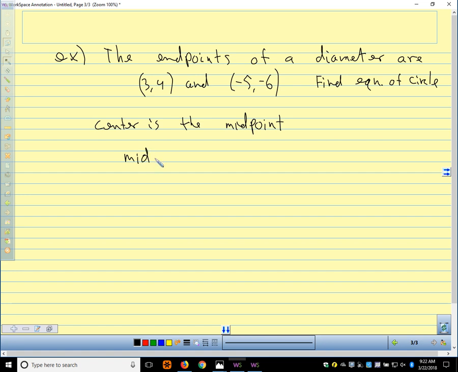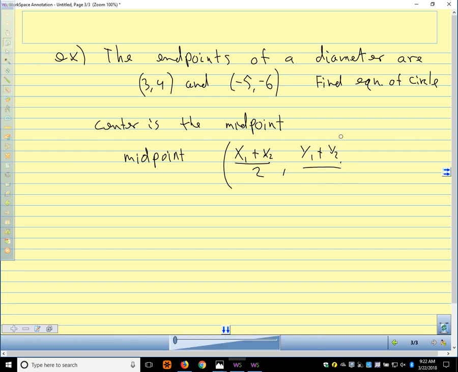Midpoint is the average of the coordinates. (x1 + x2)/2 is our x coordinate. (y1 + y2)/2 is our y coordinate. So we find the average of the x coordinates and the average of the y coordinates. That's going to give us our midpoint. So we can find the center by finding the midpoint of the diameter. How are we going to find the radius?